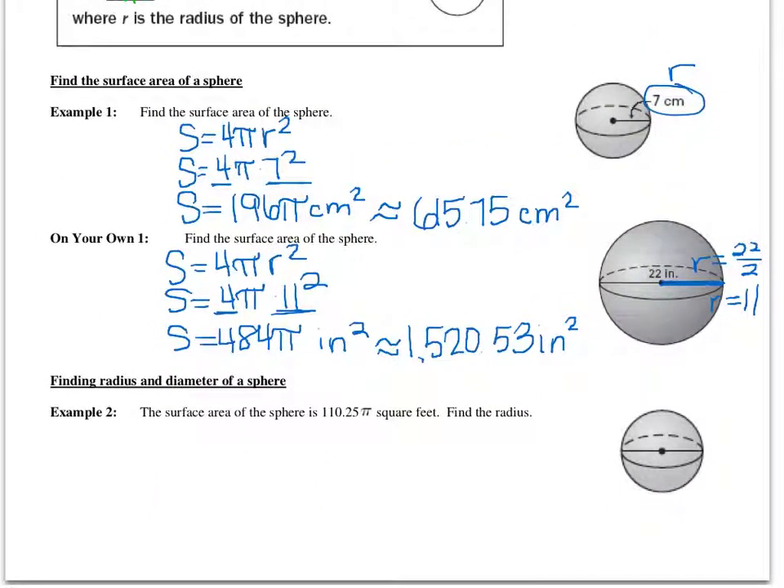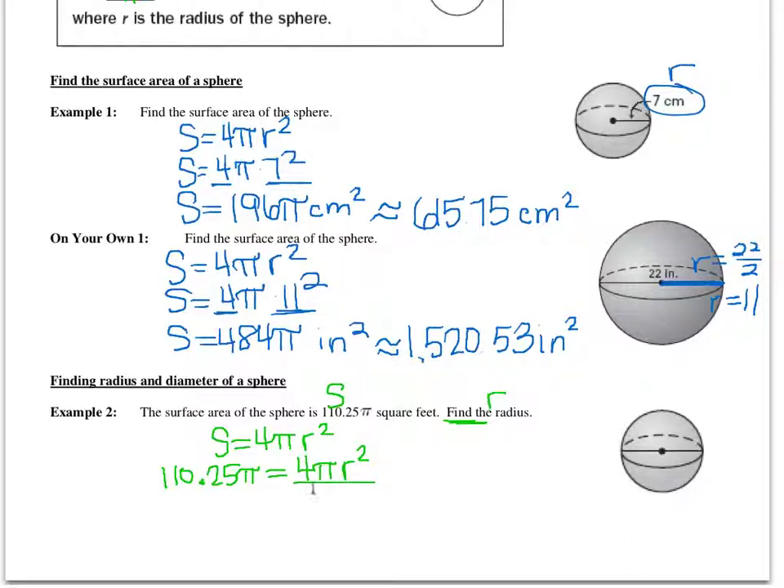Let's try this next one right here. It says finding radius and diameter of a sphere. So looking at our picture, it doesn't give us the radius or the diameter right here, but it says the surface area of a sphere is this, square feet. Find the radius. So we're given our surface area right here, and we want to find our radius. So we can use our formula. Surface area equals 4 pi times our radius squared. Plug 110.25 pi in for surface area, and keep that equal to 4 pi times our radius squared. Now we're going to solve for our radius here.